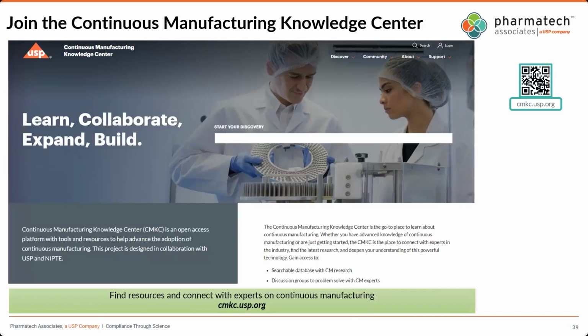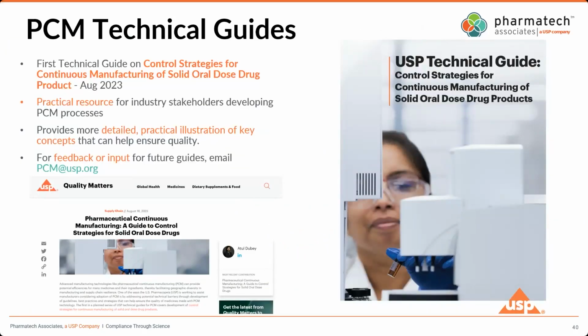Another way we are assisting manufacturers who are considering adopting PCM is through the technical guides. We had our first technical guide on control strategy for solid oral dose published last year, and we have two more upcoming technical guides that will be published soon on process modeling and in vitro dissolution modeling. So stay tuned for that. These technical guides are also free to access, so you can go onto our USP website and download these documents that will help you understand more about these technologies.